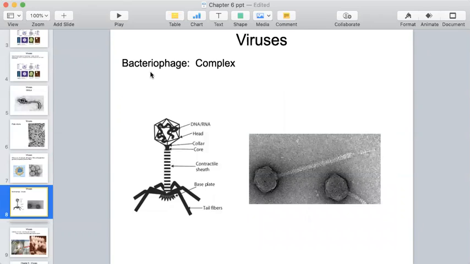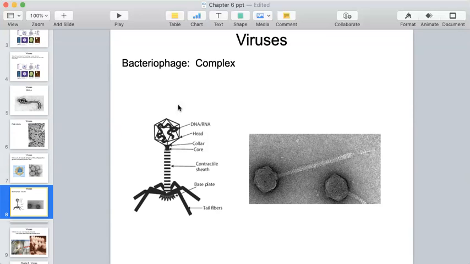Bacteriophages. All right, these are unique viruses. Bacteriophages, as the name suggests, are viruses that specifically infect bacteria. Write that down. If I asked you about a bacteriophage, if nothing else, you should be able to tell me that bacteriophages, and some people will refer to them as phages, are viruses that only infect bacteria.